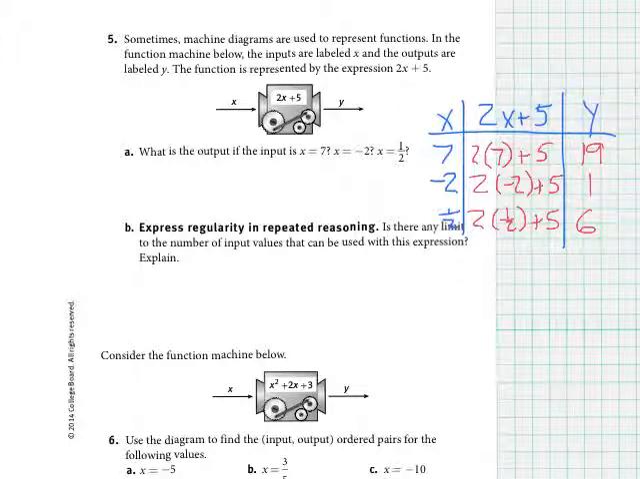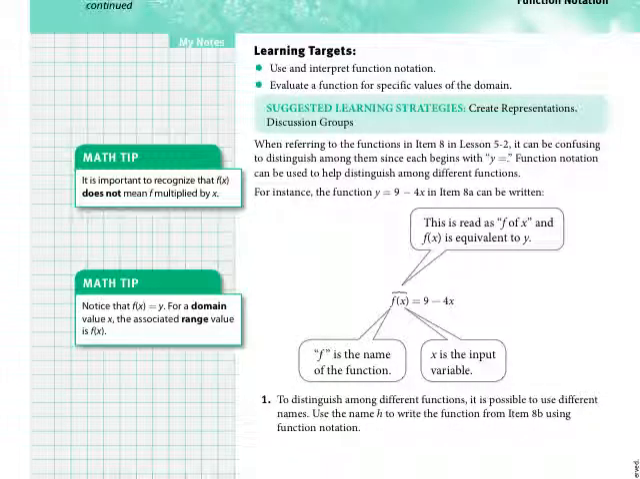Okay? But I think you guys can all agree we don't necessarily want to make an input-output table every single time we do a problem like this. It's not too awful bad to do this, but I mean it takes a little bit of time. So instead, we're going to use something called function notation. So go ahead and flip over to the next page. Or scroll down. Yeah, that too.